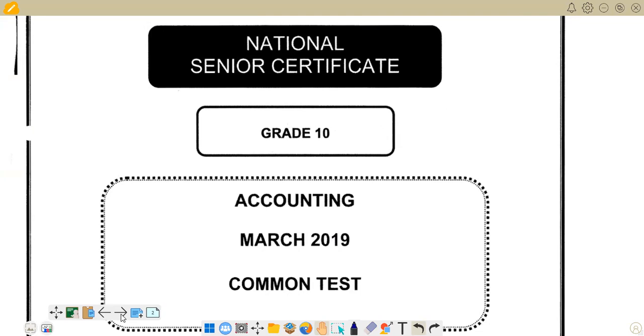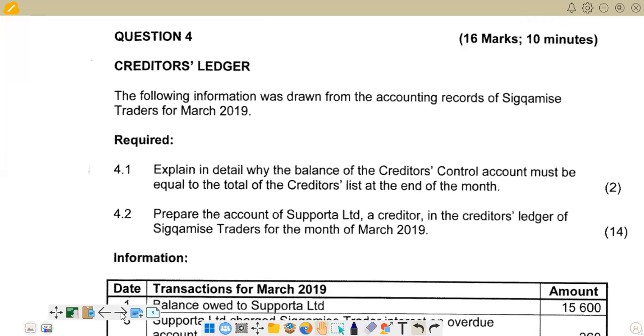So we can go to our question. On this question paper, we are going to look at question 4, and this question 4 is on creditors ledger. It consists of 16 marks. It requires us to spend about 10 minutes on this question. And the question reads: the following information was drawn from the accounting records of Singami Traders for March 2019.